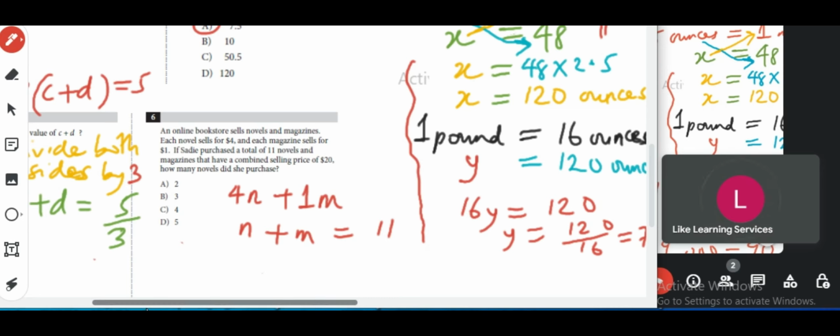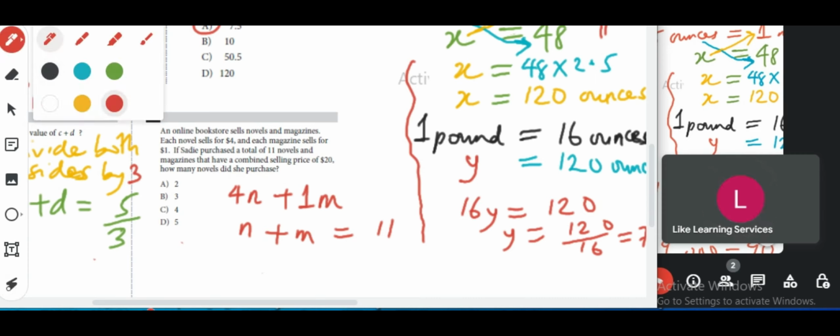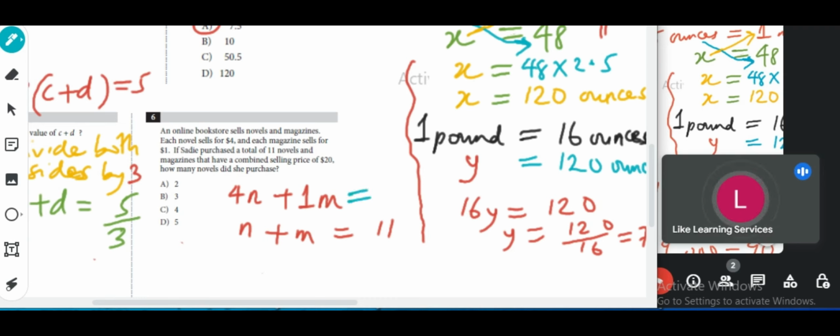The total number of novels and magazines equals 11, because that's what we're told. 11 novels and magazines, and they have a total combined selling price of $20. How many novels did she buy? Remember this first equation: 4n plus 1m is the total price. And this total price is giving us 20.